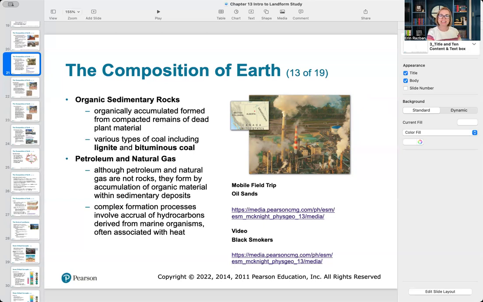Fascinating, right? Sedimentary rocks are particularly important because they record Earth's history in their layers. They contain fossils that tell us about past life. They hold important resources like petroleum and natural gas. Okay, so the other types of rocks do not have this recorded history.